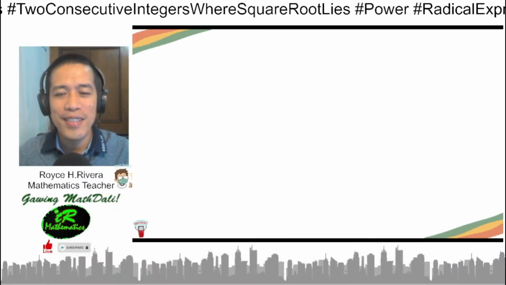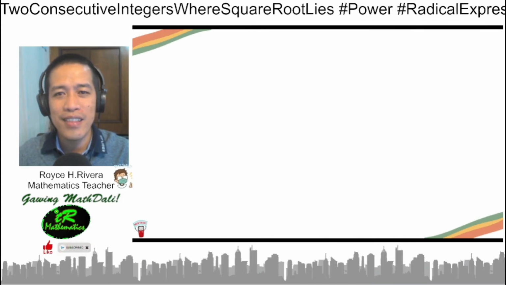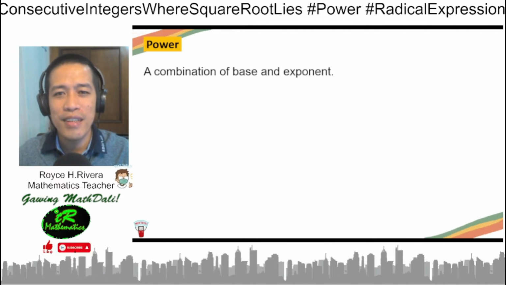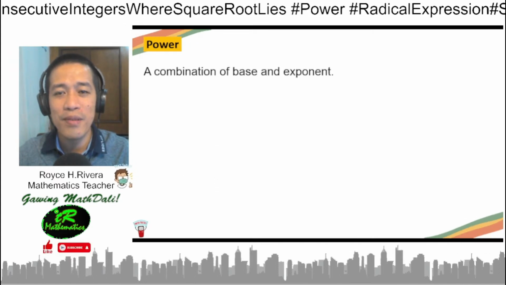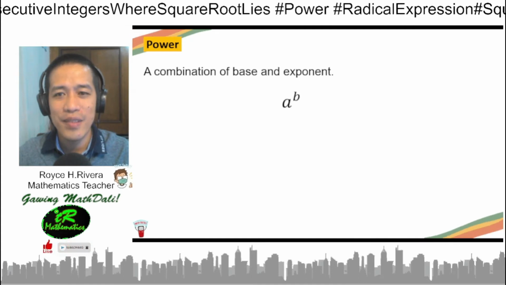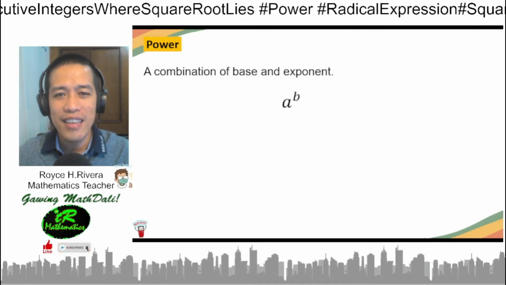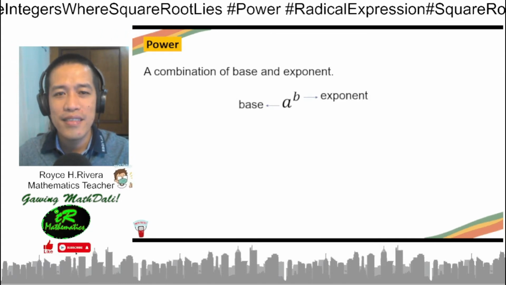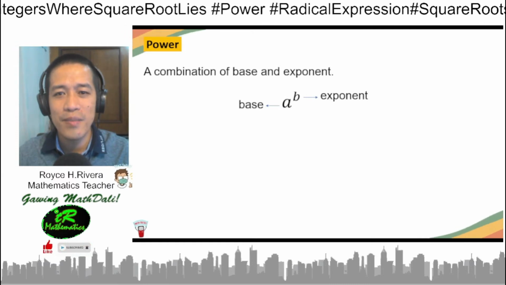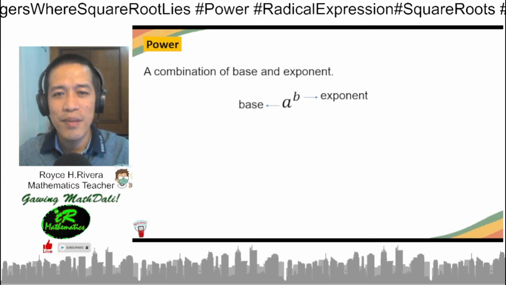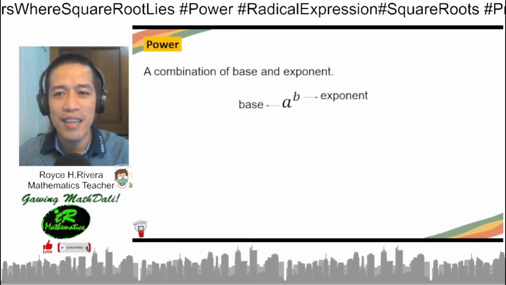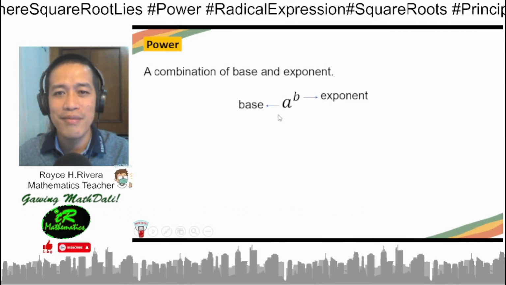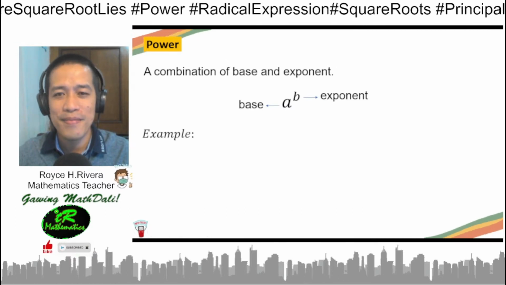Bago tayo dumiretso sa main topic, let me first introduce you to power. It is a combination of a base and an exponent, like this one. A raised to B, where A is the base and B is the exponent. The exponent B indicates the number of times the base A will be multiplied by itself. Ito ang halimbawa.